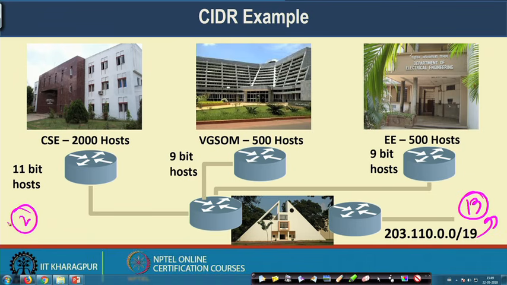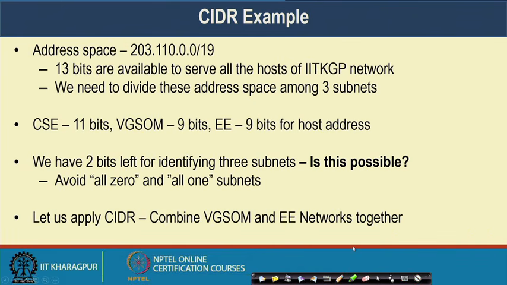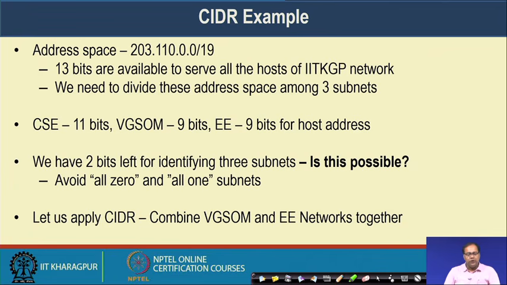So, here we apply the concept of supernetting. Let us see how we apply it here. Our address space was 203.110.0.0/19. So, we have 13 bits available to serve all the hosts of the IIT KGP network, and we need to divide this address space among 3 subnets. What we have seen is that CSE requires 11 bits, VGSOM requires 9 bits, and E requires 9 bits for their host addresses. So, we have only 2 bits left for identifying the 3 subnets.